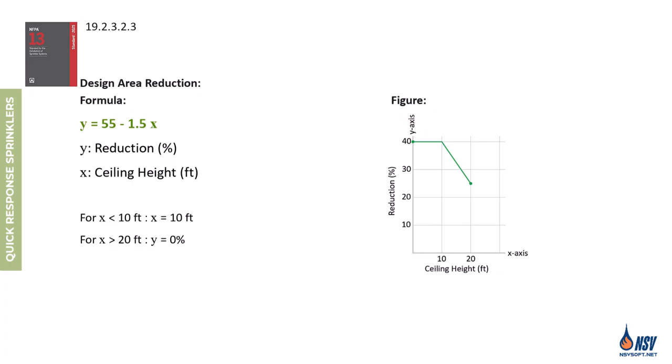To apply the figure, start by locating your ceiling height on the x-axis. From that point, draw a line upward parallel to the y-axis until it intersects the curve. Then, from the point of intersection, draw a line horizontally, parallel to the x-axis until it reaches the y-axis. The value you land on is the allowable reduction percentage for your design area. Now let's see how to apply both the formula and the figure to determine the design area reduction.